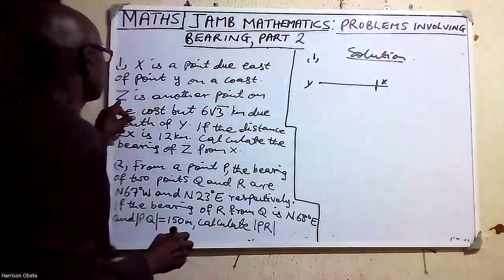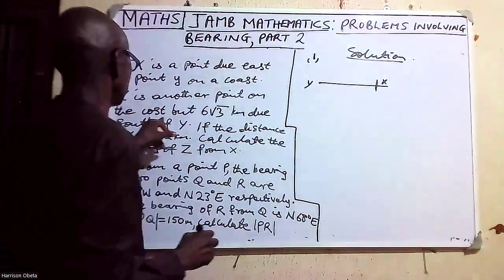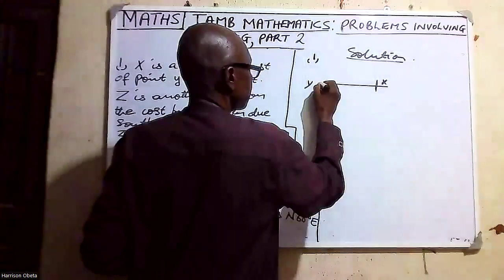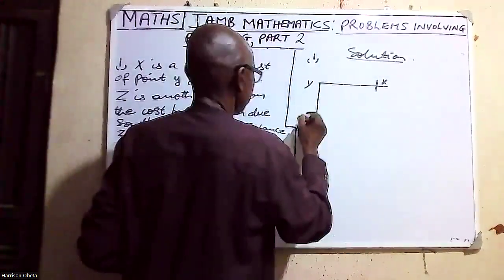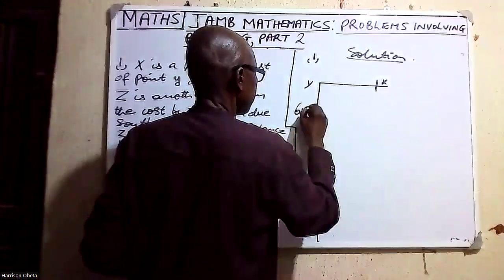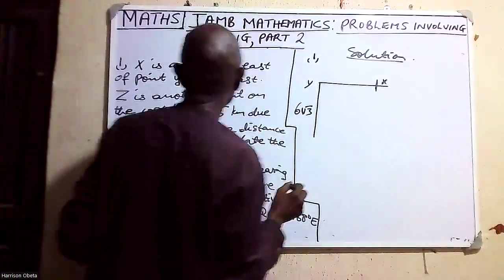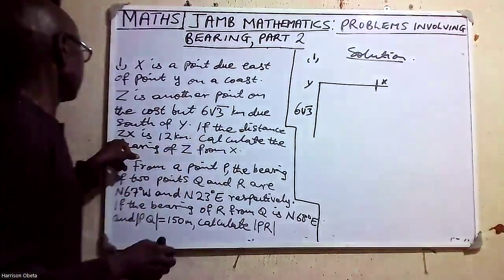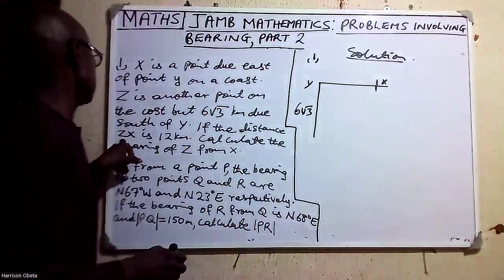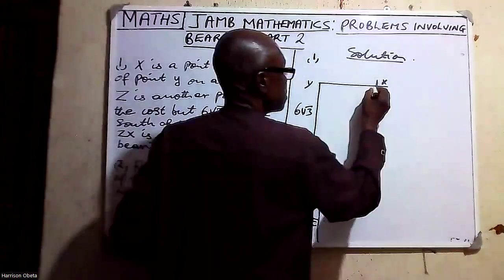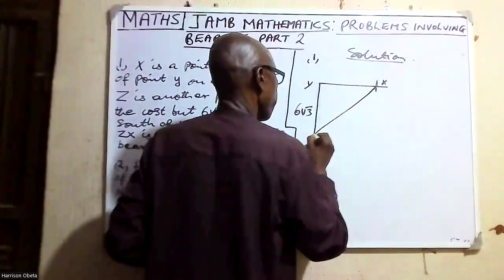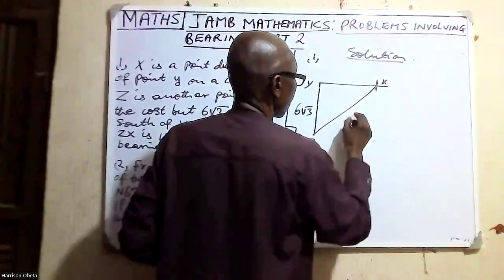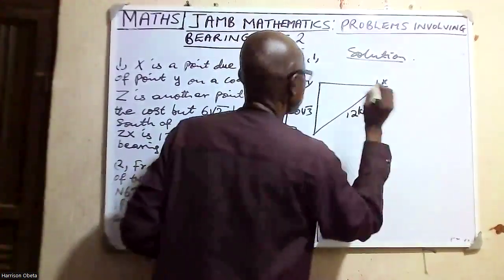On a coast, Z is another point on the coast, but it is due south of Y. Due south is direct. So this is 6√3. If the distance ZX is 12 kilometers, ZX we join, 12 kilometers.